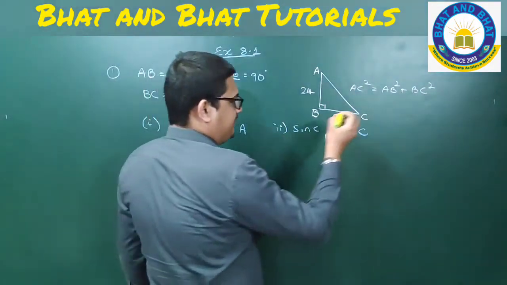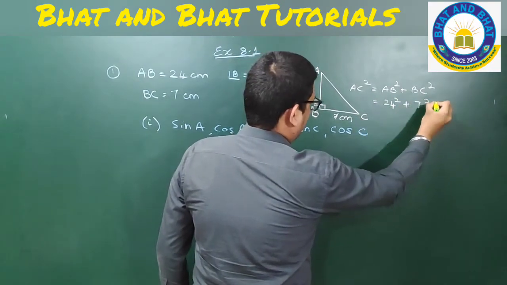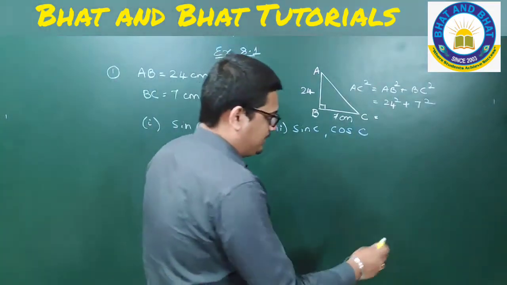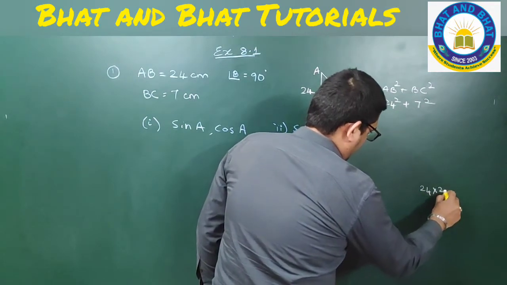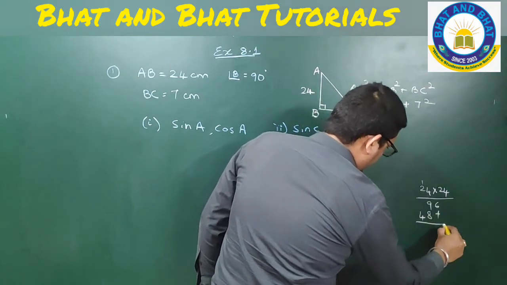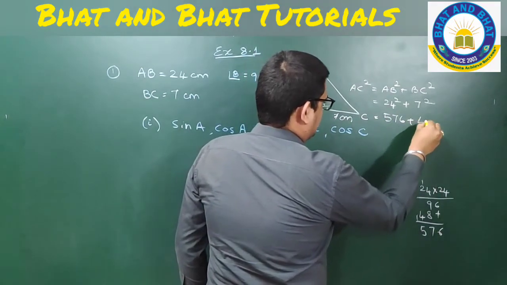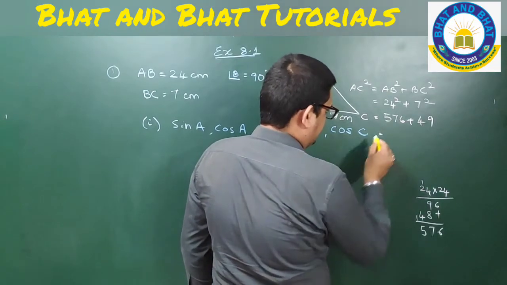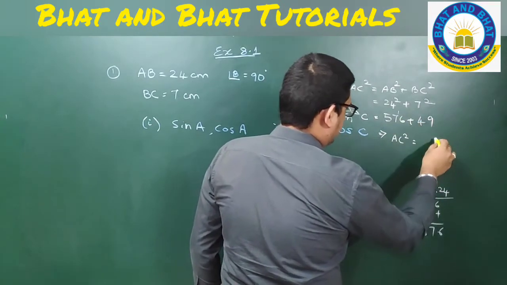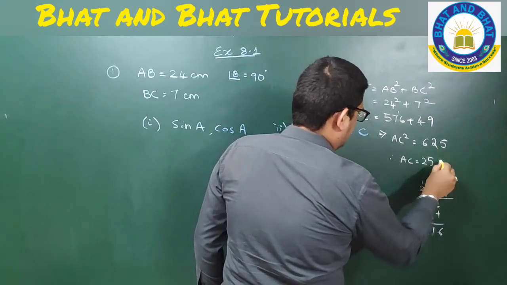What is AB? AB is 24. Let me do the substitution: 24 square plus BC is given as 7, so 7 square. How much is 24 square? Let me do the calculation at the bottom here. 24 into 24: 4 4s are 16, 4 2s are 8 plus 1, 9, 2 4s are 8, 2 2s are 4, 6. That is 576. So this is 576 plus 7 square, which is 49. That gives me AC square equal to 625. Therefore, AC is equal to 25 centimeter.